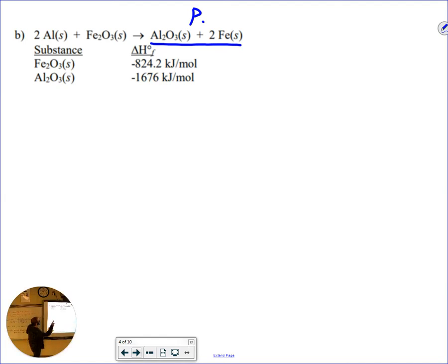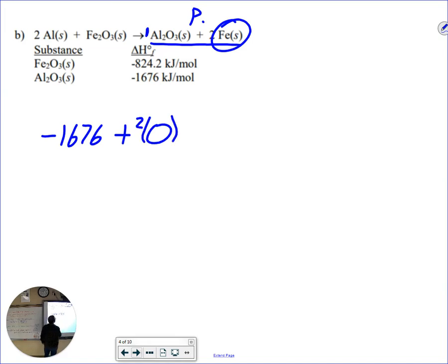That Al2O3 is negative 1676. Okay, and I've just got one of them, right? Because there's not a coefficient there. So it's going to be negative 1676, plus 0, because iron is an element, right? Actually, let's not get in a rush here. It's plus 2 times 0. Right? Okay. All right, good. So, gee, let's do this math. What's negative 1676 plus 0? Negative 1676. Awesome. Okay, cool. That's our product. Now what?